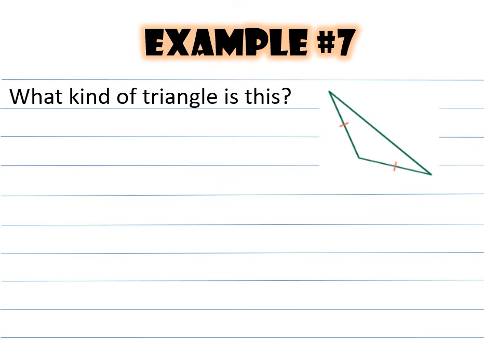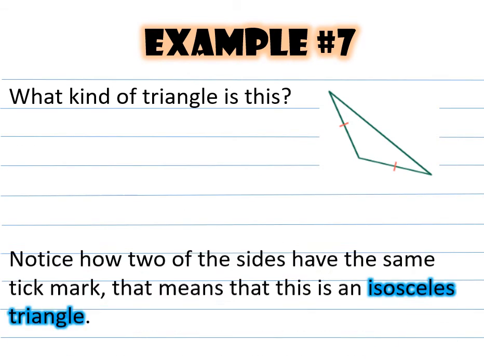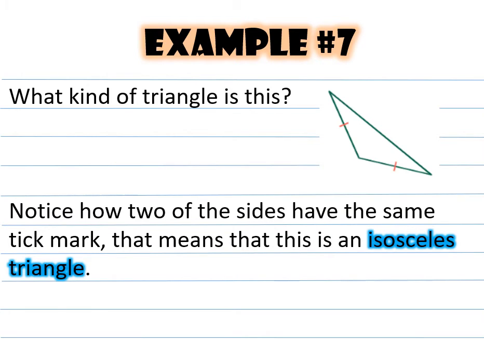Example number 7. What kind of triangle is this? Notice how two of the sides have the same tick mark, 1 and 1. That means that this is an isosceles triangle.